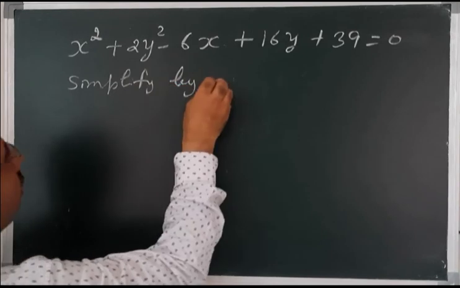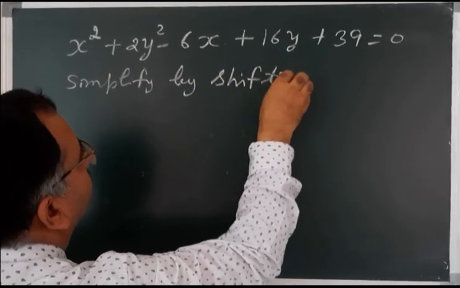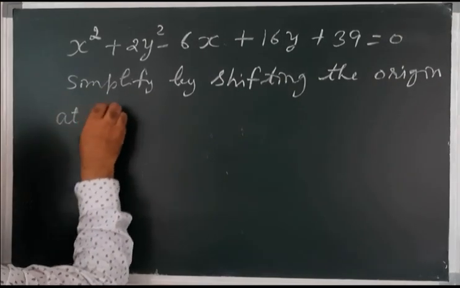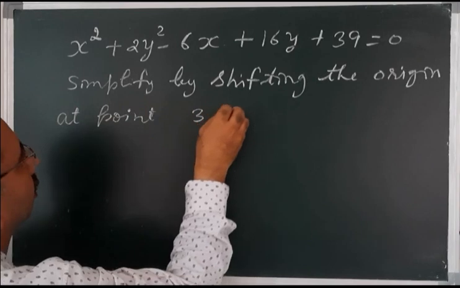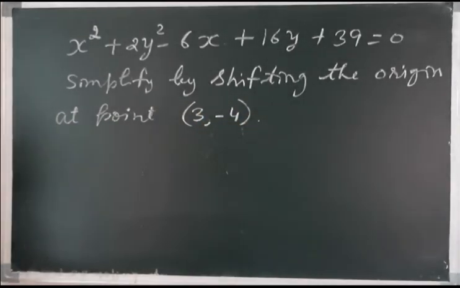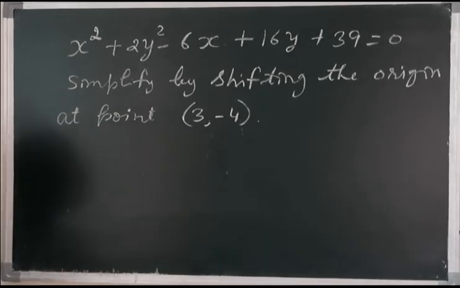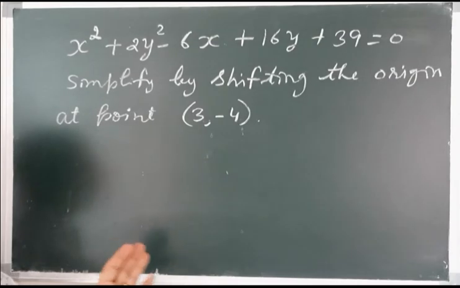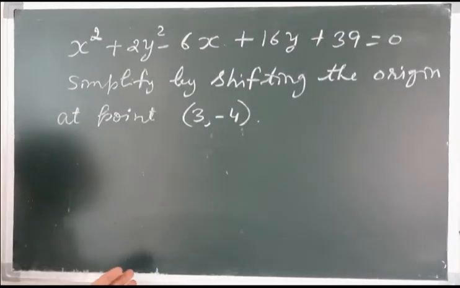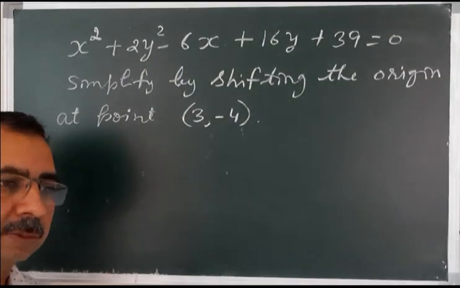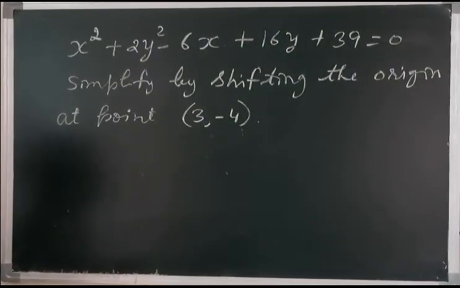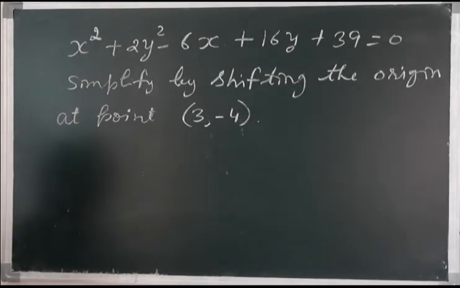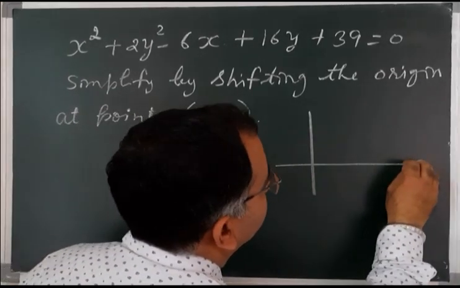Simplify by shifting the origin at point (3, -4). Here the question is, simplify this equation by shifting the origin at this point. I want to make one point clear: it is not always the case that whenever I shift the origin keeping my axis parallel to the original axis, the equation is going to be simplified. I don't know whether the equation will be simplified or whether it may become more complex. But let's see what happens if I make the shift of origin.